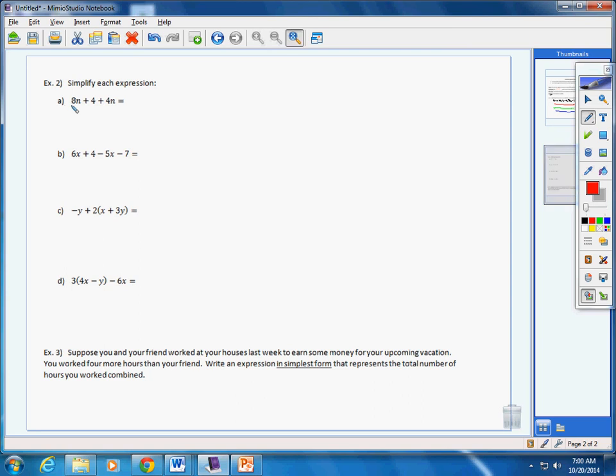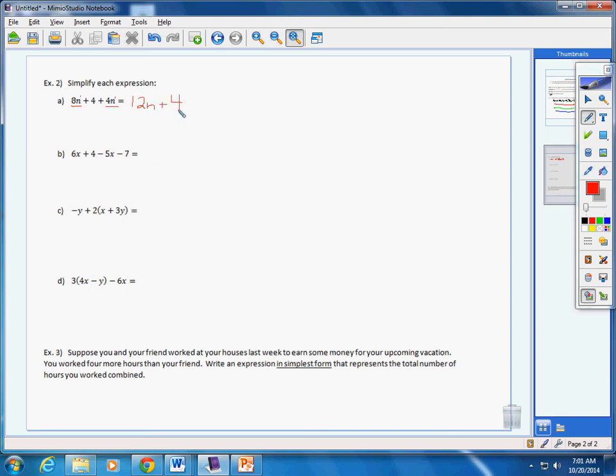In A, our first example, our like terms are of course going to be 8n and 4n because they have the same variable, and that variable really they have the same exponent. It's just 1. So 8n, and of course this is a positive 4n, makes 12n. So we combine those guys. And then what do you have left over? Just a positive 4.